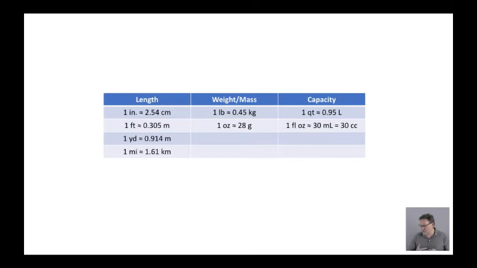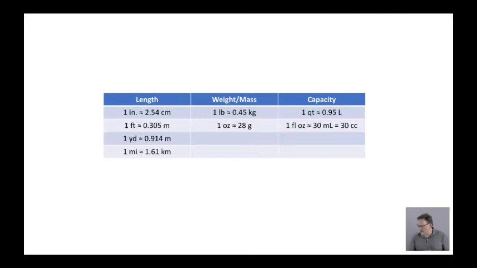You can see here 1 inch is approximately 2.54 centimeters. That's what that twiddly little equal sign there means. It means approximately equal to. 1 foot is about 0.3 meters. 1 yard is about 0.914 meters. 1 mile is about 1.6 kilometers or so.